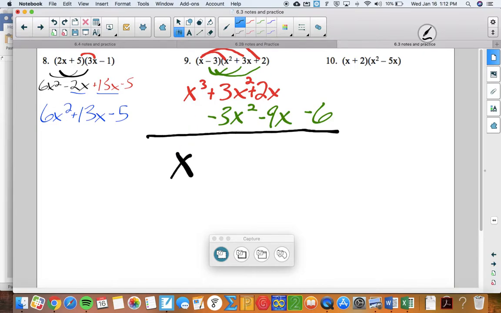So that x to the third didn't have a partner. 3x squared minus 3x squared is 0x squared, which we don't actually need to write down. And then we get negative 7x and negative 6. There we are.